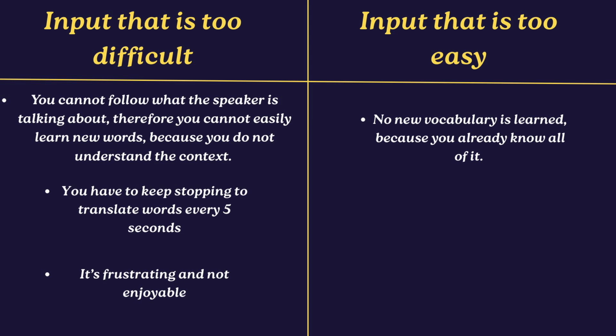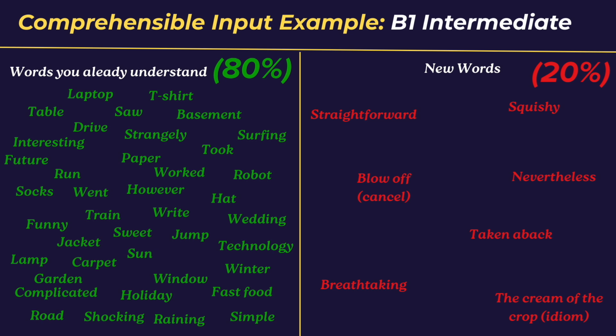On the other hand, if the content is too easy and you already understand 100% of the vocabulary that's being used, then you're not going to learn very much and you will feel like maybe you're kind of wasting your time. So the perfect sweet spot for comprehensible input is when you can already understand 80 to 95% of what's being said, and then there's this small chunk of words which you do not understand yet that you will learn just by watching the comprehensible input and just by listening to these words being used in context.